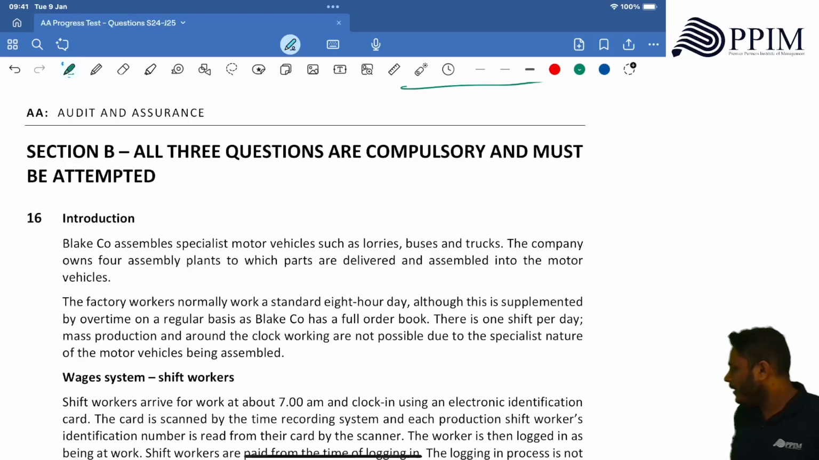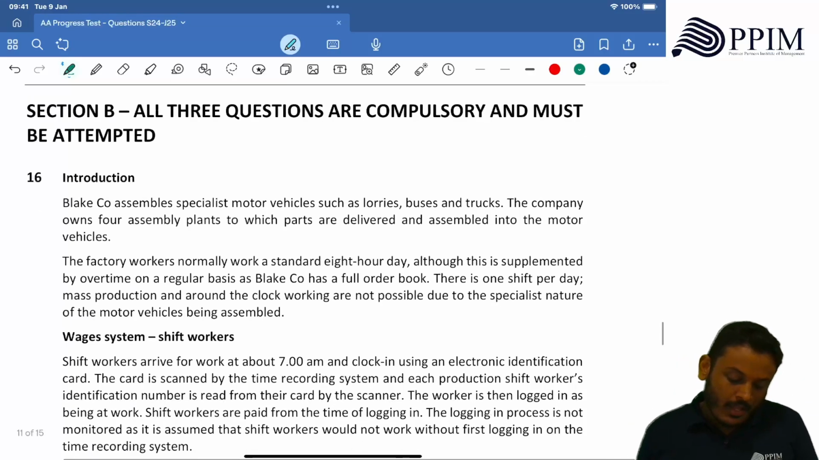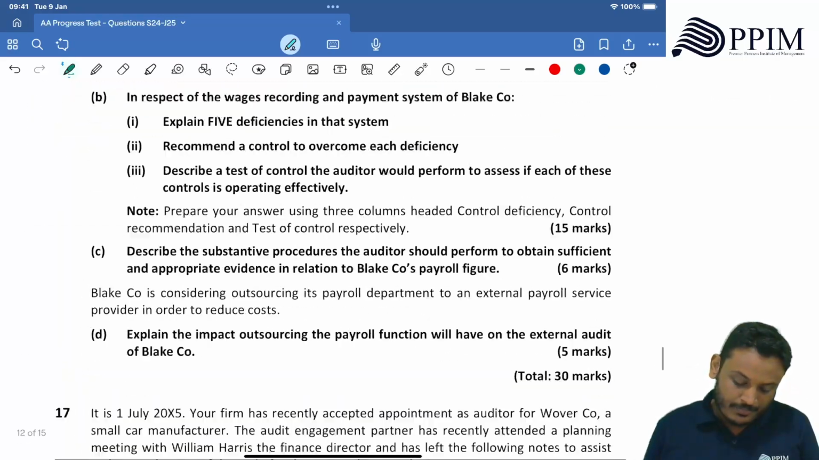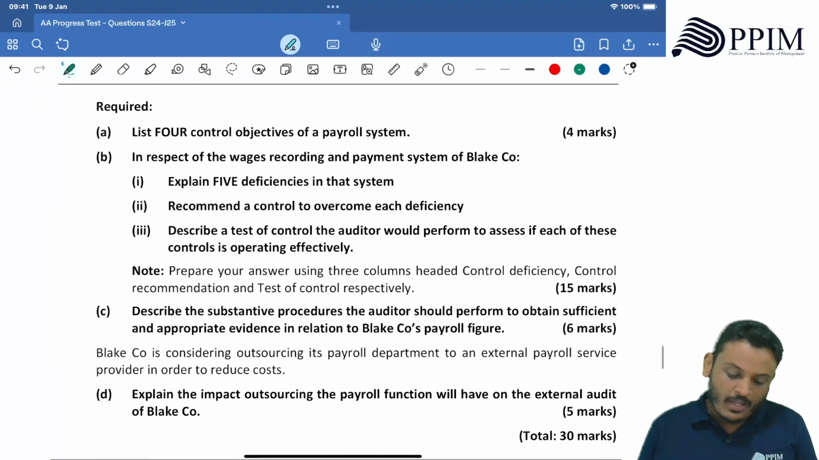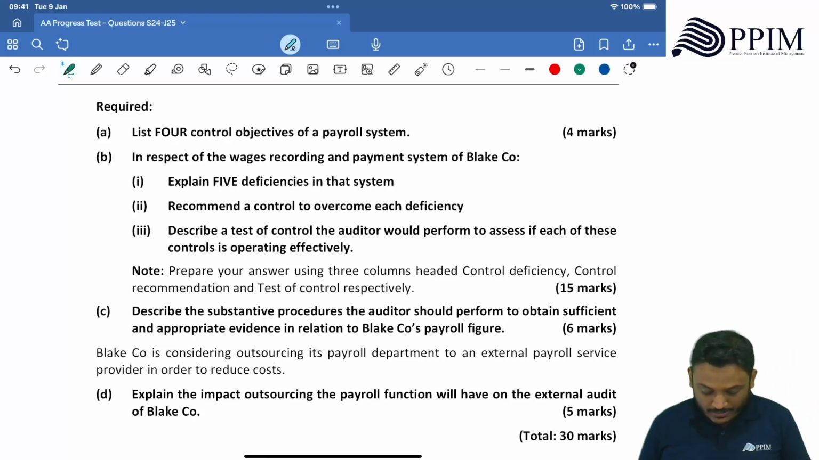Why not risk committee? Question number, B section. See here. For control objectives of payroll system, they ask us to identify control objectives of payroll system. So why should we implement controls over payroll?